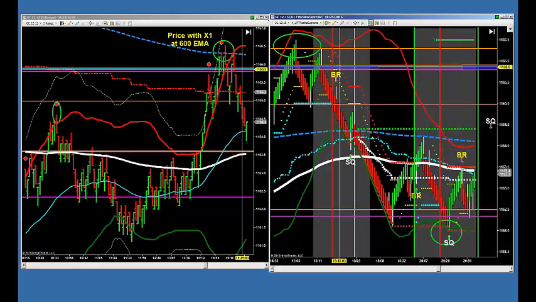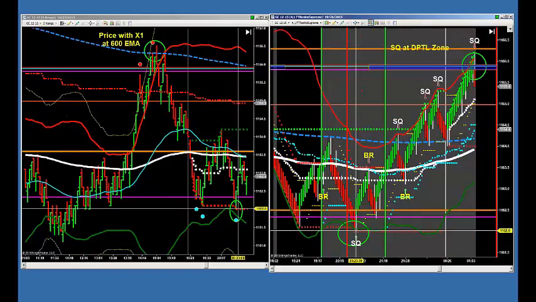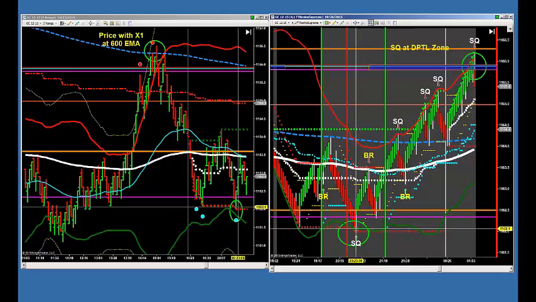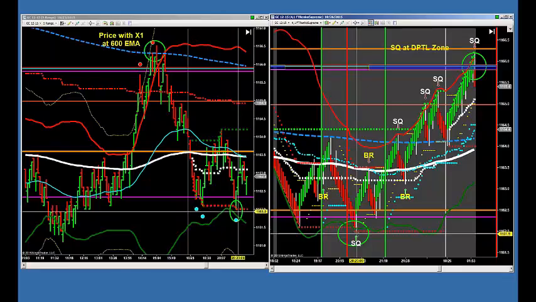SQ signal. Notice over here we were getting some X1 dots, but we didn't have the SQ signal. Now we're over here. Now we got the advantage of a local double bottom, and we've got the X1 dots at the low of the day. And so that bounced off that quite nicely.